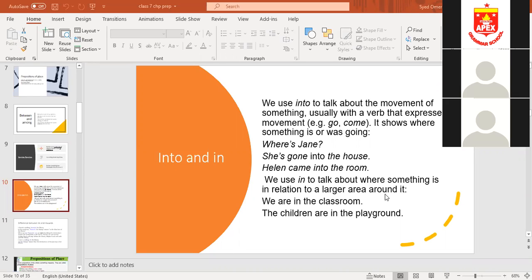So there's a difference. We are in the classroom, the children are in the playground. The sweets are in the jar. Okay, I put the sweets into the jar. There's a difference. When you are showing movement, then you have to put into. When something is already present and it is related to a larger area, then you are going to put in. Note it down.